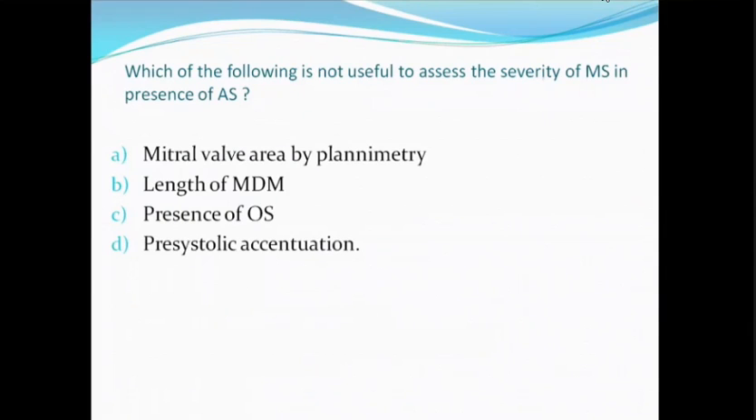And here are a few questions. Which of the following is not useful to assess the severity of mitral stenosis in presence of aortic stenosis? So here we can say the length of the mid diastolic murmur, because in presence of aortic stenosis, IVRT is prolonged, and because of that, the length of the MDM is also affected. So by the length of the MDM, we cannot decide the severity of mitral stenosis if it is present with aortic stenosis.